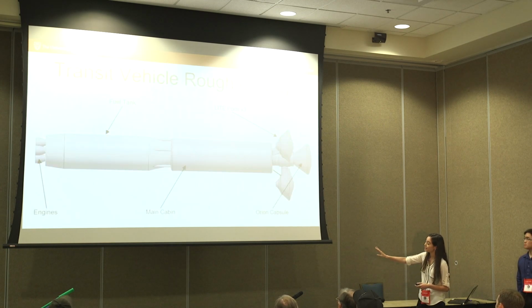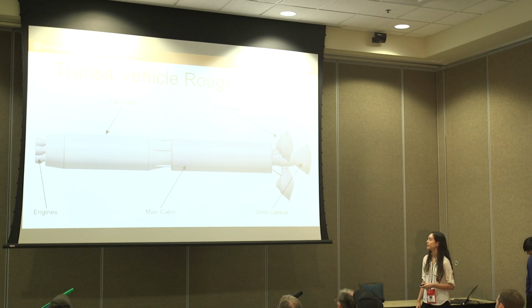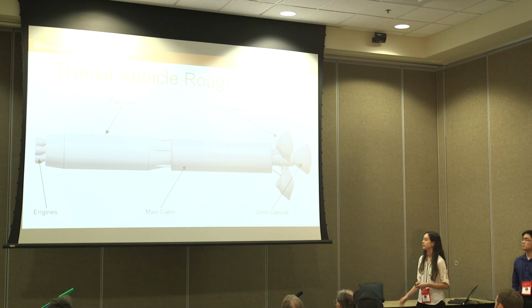Here's a really rough depiction of what a transit vehicle configuration could look like. The pods are attached around the Orion capsule, and we have 3, an extra one just for redundancy.